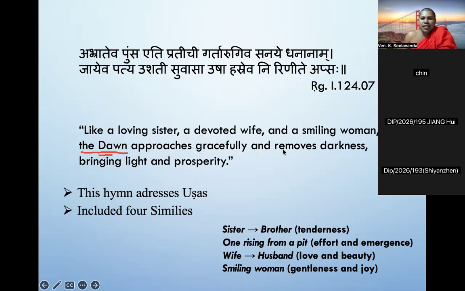Approaches gracefully and removes the darkness. The dawn is the Ushas. Approaches gracefully and removes the darkness, brings light and prosperity.